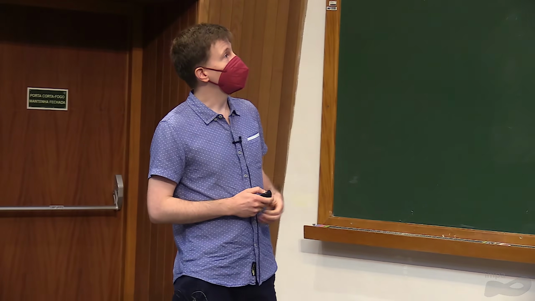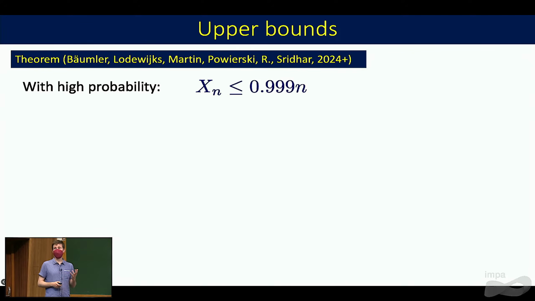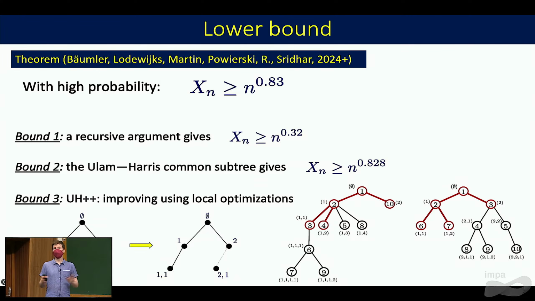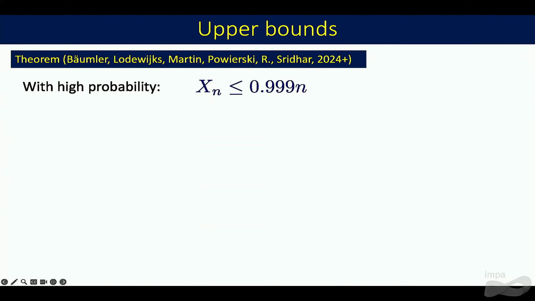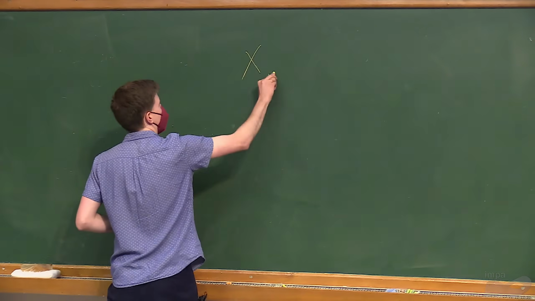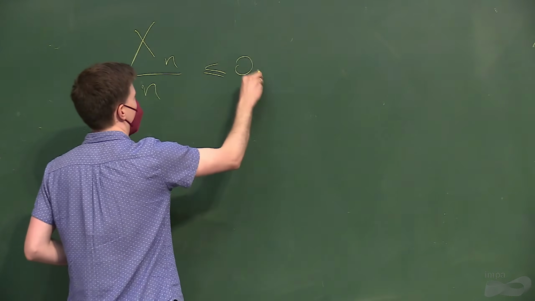Okay, so these are lower bounds. What about upper bounds? Unfortunately, in terms of upper bounds, we have some results, but they're, in some sense, a bit embarrassing. On the one hand, we can show that with high probability, and for me with high probability here means just with probability tending to 1 as n goes to infinity, X_n is less than 0.999 times n. So what this means is if I look at the fraction of vertices in the largest common subtree, this is bounded away from 1.